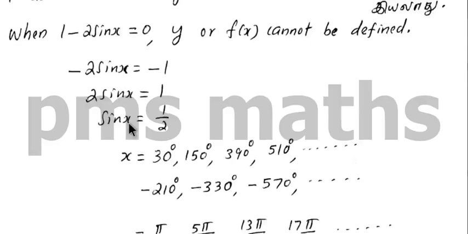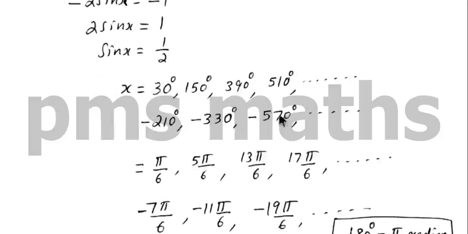Sin 30 degree is nothing but 1 by 2. Sin 150 degree is also 1 by 2. Sin 390 degree is equal to 1 by 2. Sin 510 degree is also 1 by 2, etc. Here also, sin minus 210 degree is equal to 1 by 2. Sin minus 330 degree is also 1 by 2, etc. These are the values of x. Now we can convert this degree measure into radian measure.